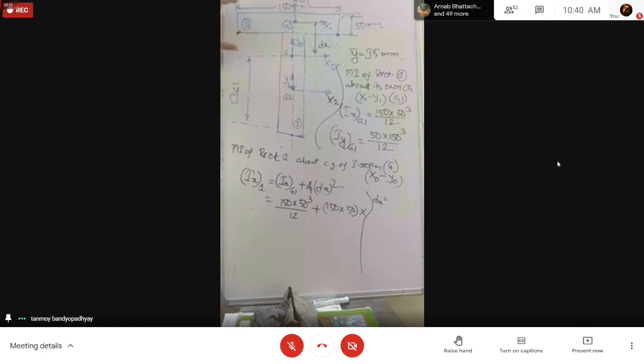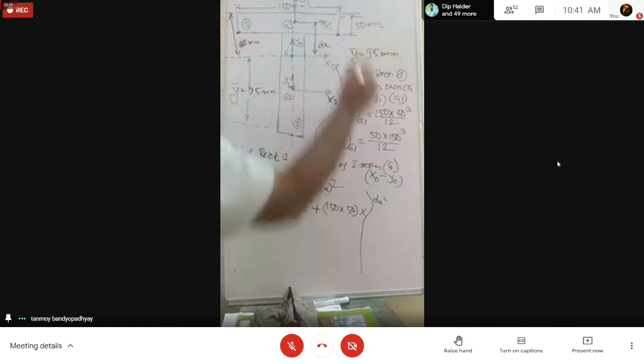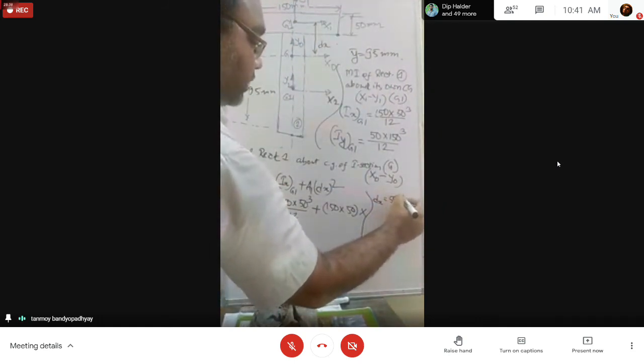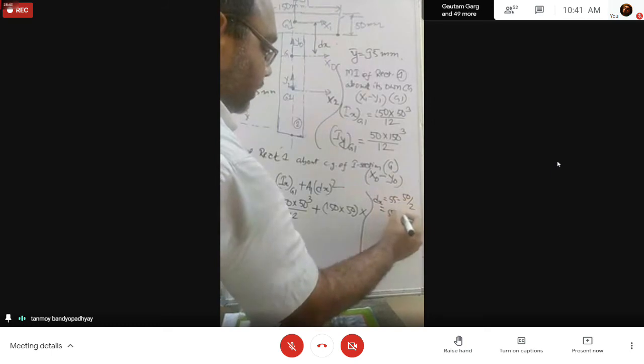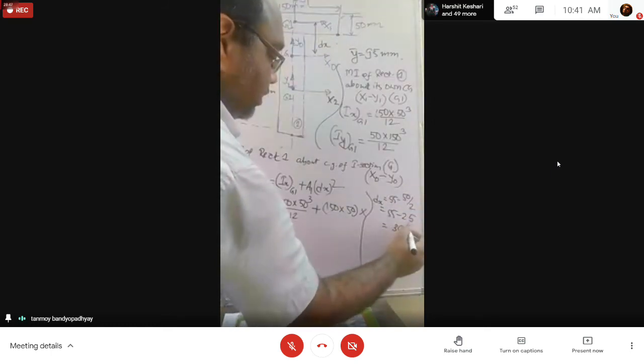From the bottom, it's 95, and so that the entire height is 100 plus 50, which is 150. So 150 minus 55, so this is 55. So dx is equal to 55 minus 50 by 2. So 55 minus 50 by 2, so that is 55 minus 25. So that is equal to 30 millimeter.